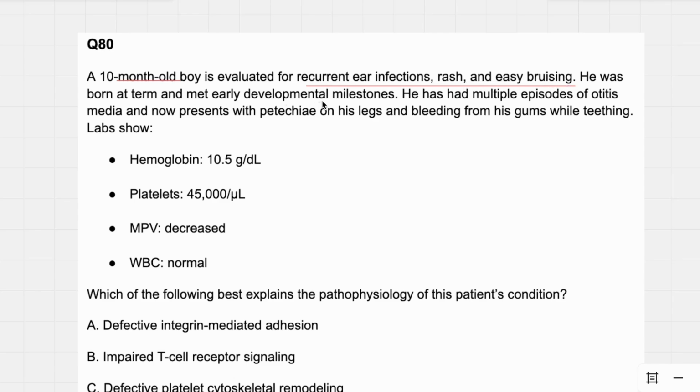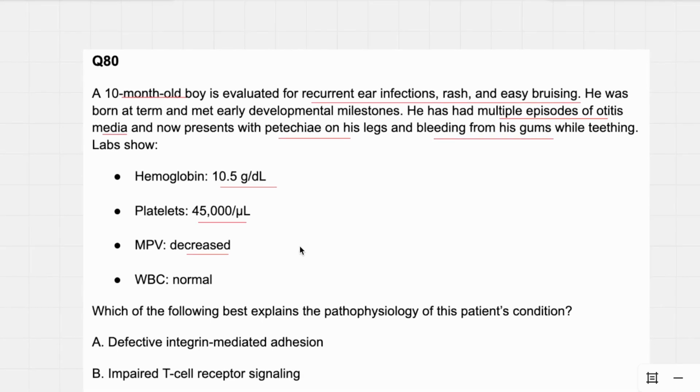Born at term, met early developmental milestones. He has had multiple episodes of otitis media and now presents with petechiae and bleeding from his gums while teething. He is anemic, thrombocytopenic, and MPV is decreased. That's one you don't see too often, as well as a normal white blood cell count.